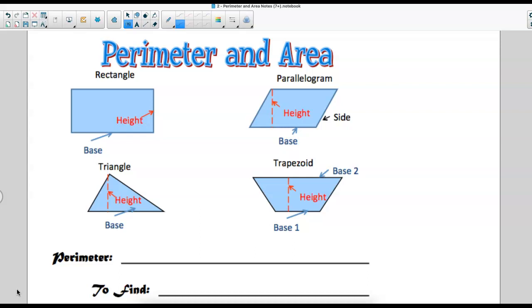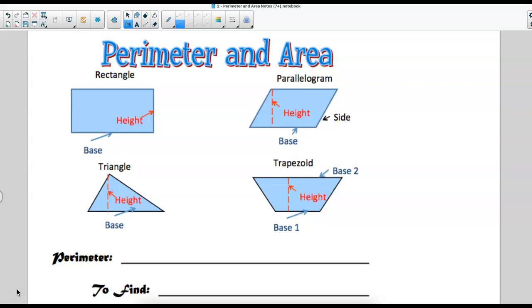On perimeter and area, okay? So these shapes are what we should know. We should understand what a rectangle is and what that looks like. We should know what a parallelogram looks like. If you forgot, there it is. That's a parallelogram, okay? You should know what a triangle looks like. You should know what a trapezoid looks like, okay? All of them are pretty basic shapes. I hope we recognize those.